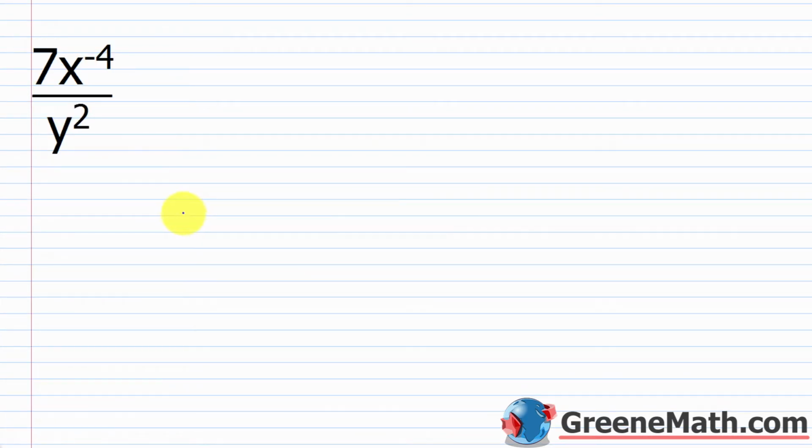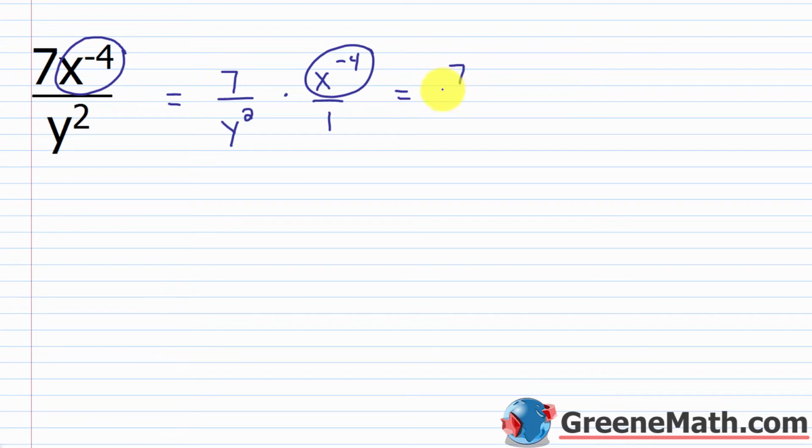All right, then for the next example, we have 7 times x to the power of negative 4 over y squared. So again, with this part right here, I could separate this and say this is 7 over y squared times x to the power of negative 4. You can put it over 1 if you wanted to, it doesn't matter. If I take the reciprocal of this, what would that give me? So it would be 1 over x to the 4th power. So this would be 7 over y squared times 1 over x to the 4th power, which would be 7 over, you'd have y squared times x to the 4th power.